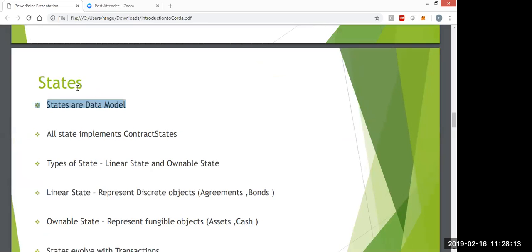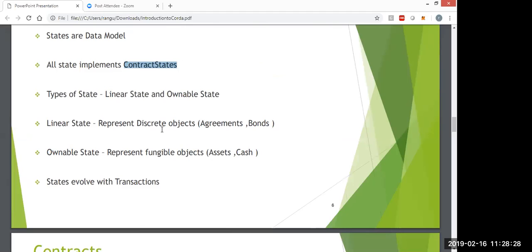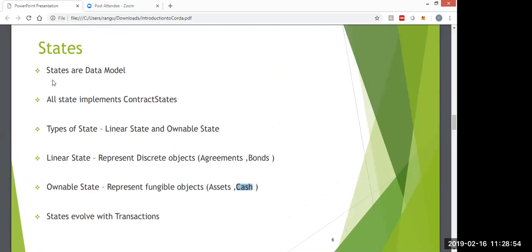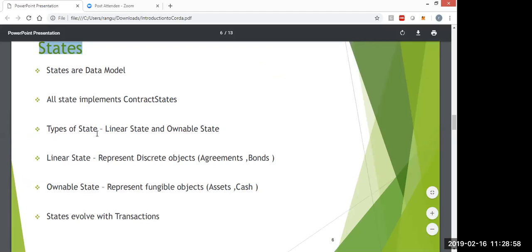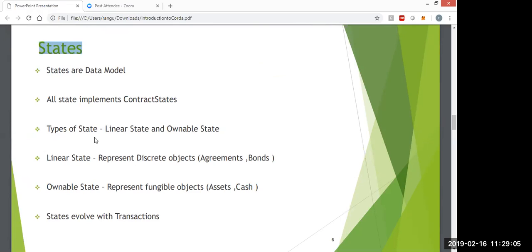So what you do is you have all those business models or entities as states, and all states should implement contract states, and you have different types of states. One is linear state, another one is ownable state. When you say linear state, it could represent anything like agreements or bonds, which are non-fungible. The other, ownable state, is fungible, and you represent cash. If you look at cash, it can be split, and the owner may change. So you have this notion called states to represent your data models. This is the very basic step: to get started with Corda, you define your data model as states.